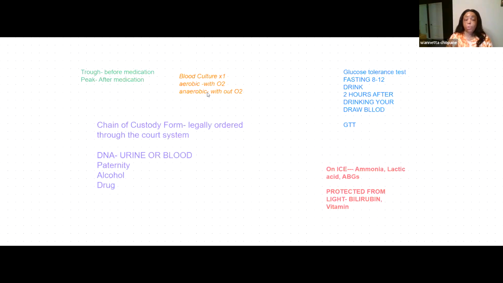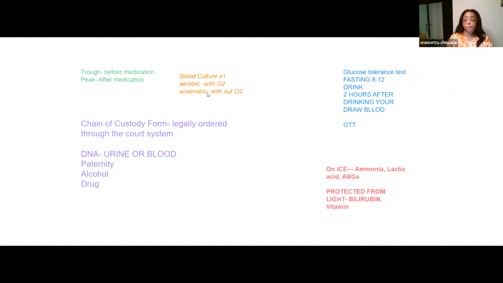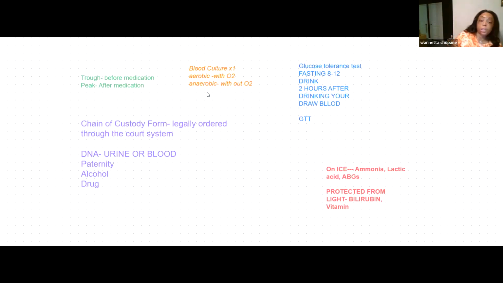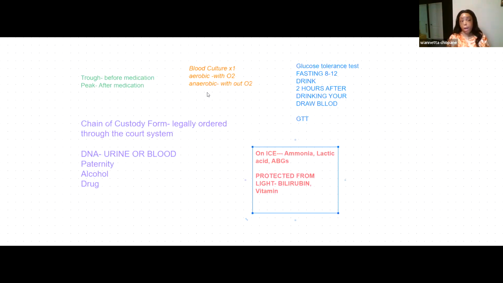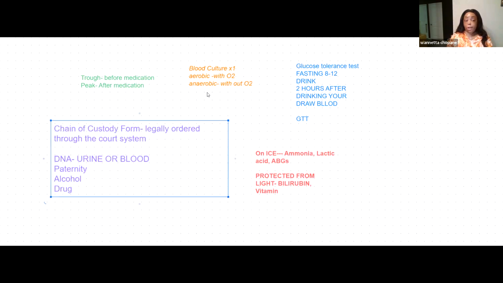Basically, I should have had this up, but I just wanted to visually show the video clippings while I talked about it. But this is just a little bit about what I already went over. If you want to document, right here: DNA, paternity, alcohol, and drug will be a part of the chain of custody test if the doctor ordered it. Chain of custody form, legally ordered through the court system: DNA, paternity, alcohol, and drug.